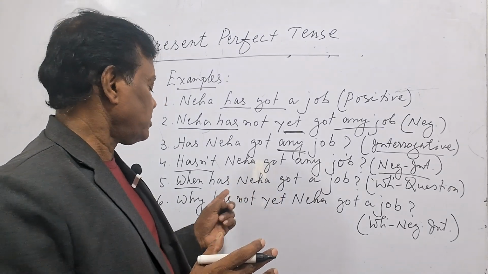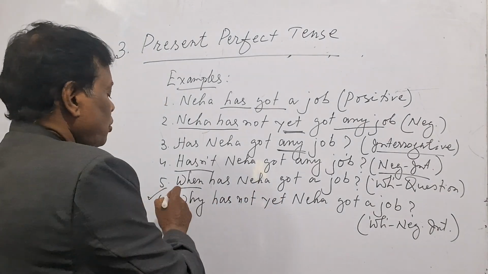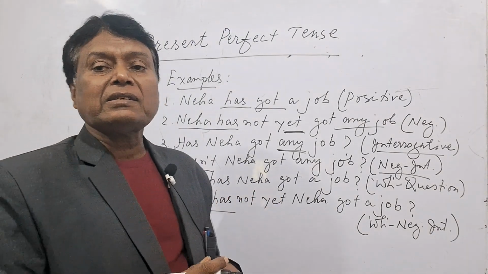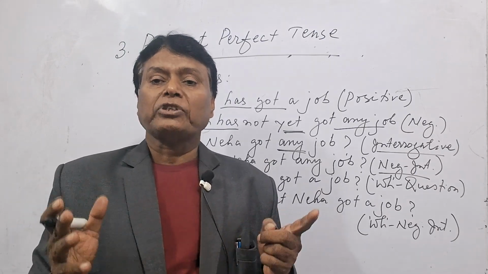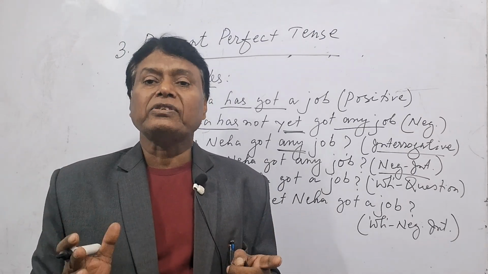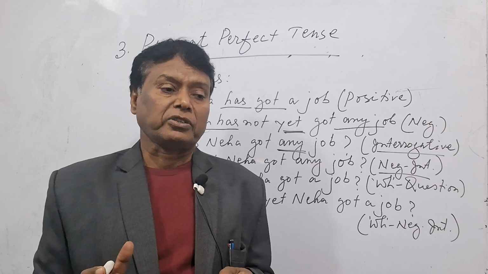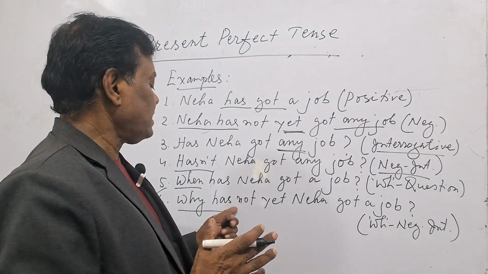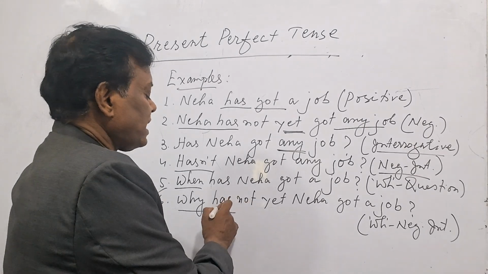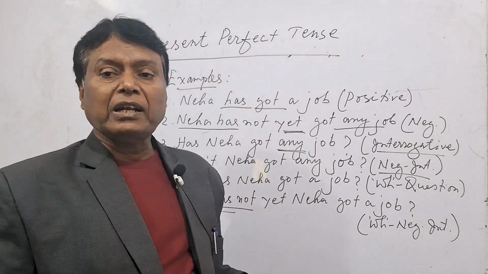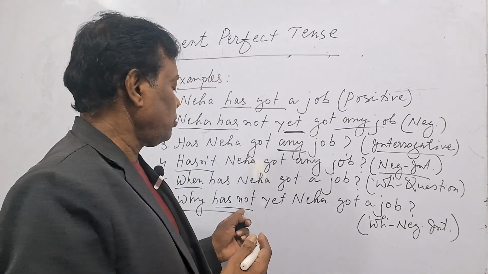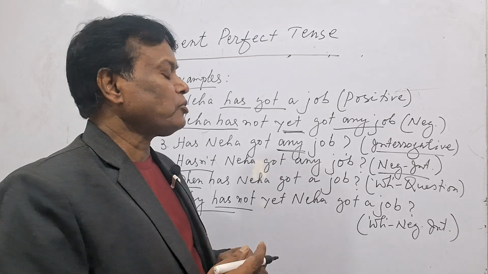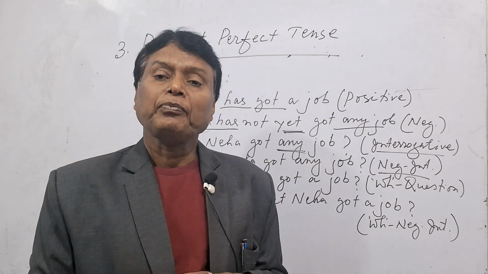V2, simple past tense. Now, last is your why has, that is the WH negative interrogative question, which comes only with why. केवल why से हम WH negative interrogative question put कर सकते हैं. That is why has she, why has, hasn't. We can use hasn't for has not. In spoken English we use it like that. Why hasn't Neha yet got a job? नेहा को अभी तक जॉब क्यों नहीं मिला?